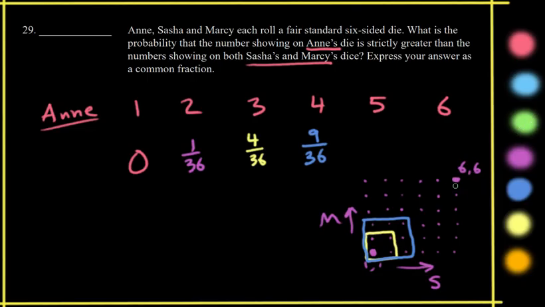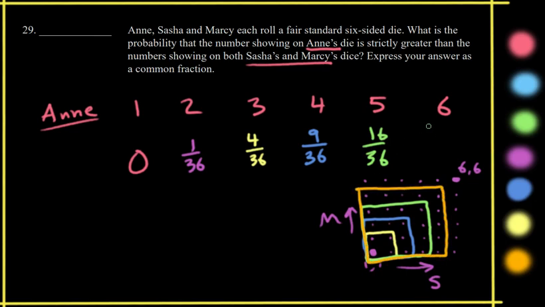And then you can just keep going like that. The next one is going to be 16 ways out of 36. And then the last one is going to be 25. So if Anne rolls a 6, there are going to be 25 out of 36 ways for Marcy and Sasha to both roll less than 6. If you're anywhere up on the top row or the rightmost column, that means one of them at least got a 6.